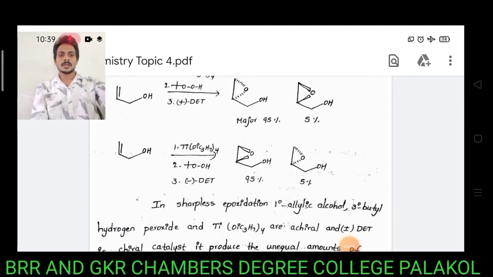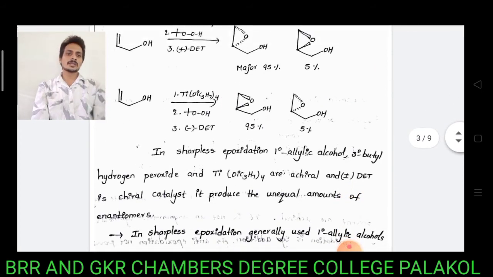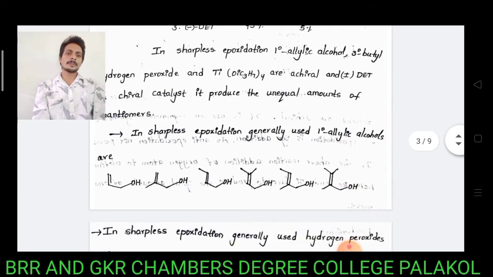Okay, in Sharpless epoxidation, the primary allylic alcohol, tertiary butyl hydrogen peroxide and titanium isopropoxide are achiral. But diethyl tartrate is a chiral catalyst. It produces unequal amounts of enantiomers. In Sharpless epoxidation, primary allylic alcohols are generally used. These are some of the examples in Sharpless epoxidation reactions.